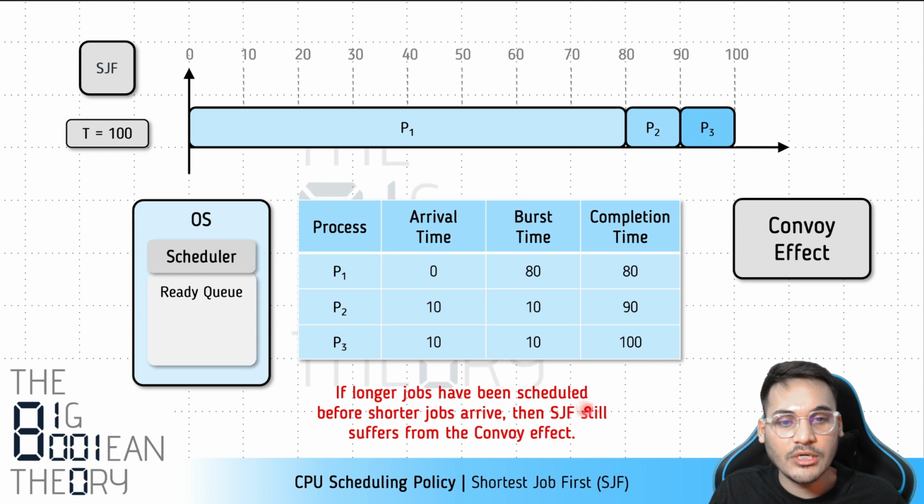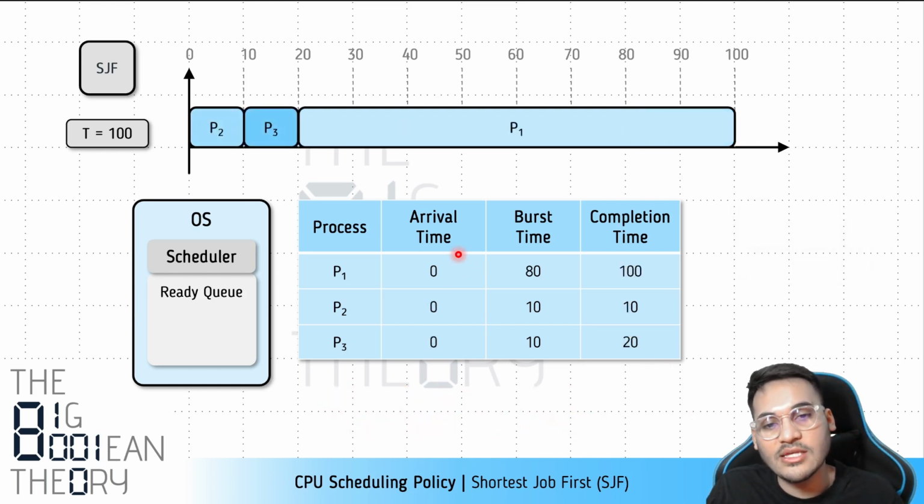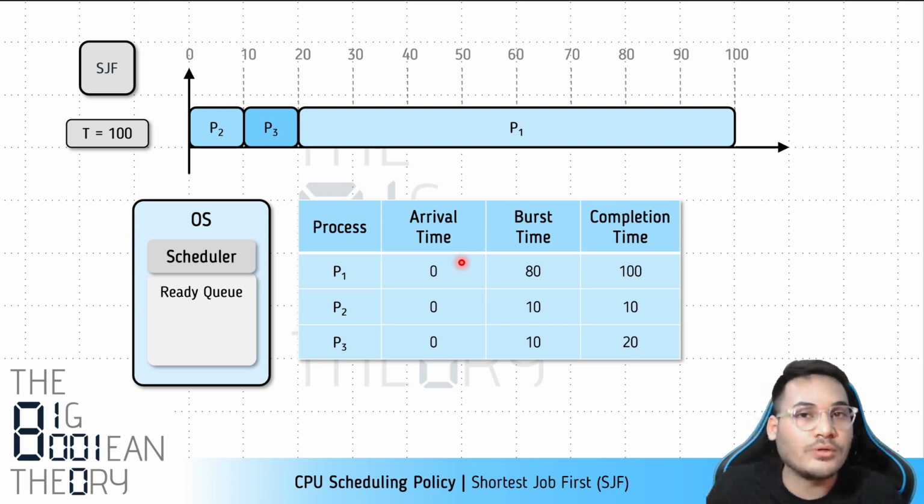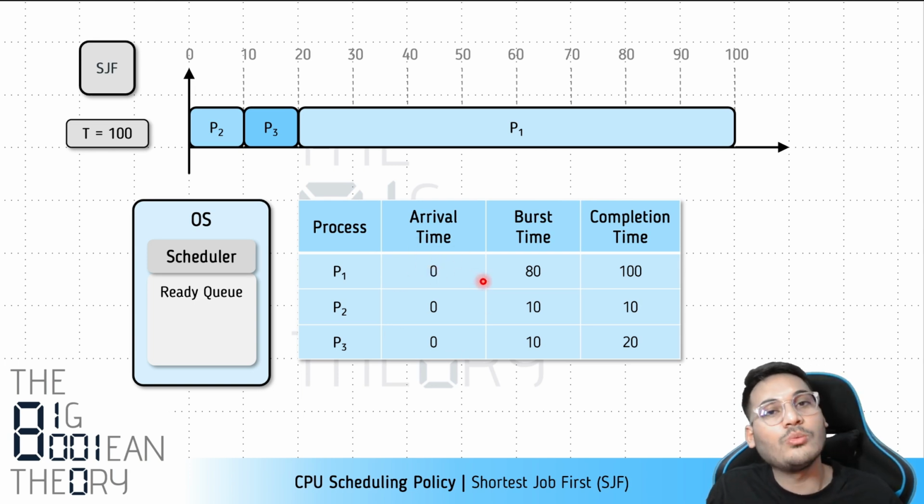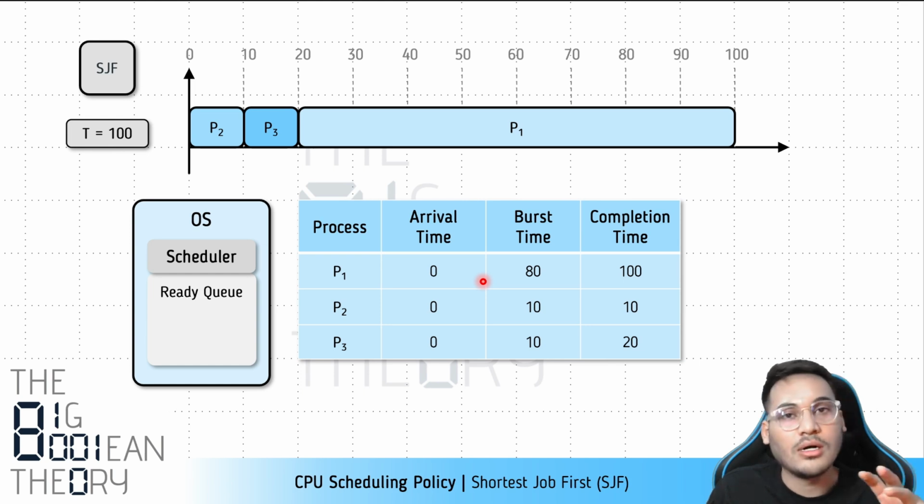So if the longer jobs have been scheduled before the shorter jobs arrive, then SJF still suffers from the convoy effect, right? We just saw one example where the convoy effect looked like it had been solved, but it was just a special scenario when all the jobs had arrived at the same time. In that case FCFS might give a convoy effect, but with SJF, when all jobs arrive at the same time, it's guaranteed that there will be no convoy effect. Then SJF is actually optimal, but there is an underlying assumption that all jobs arrive at the same time. Then we have global knowledge of all the jobs. We can just sort them according to their burst times and schedule them in increasing order. But that is not always the case.